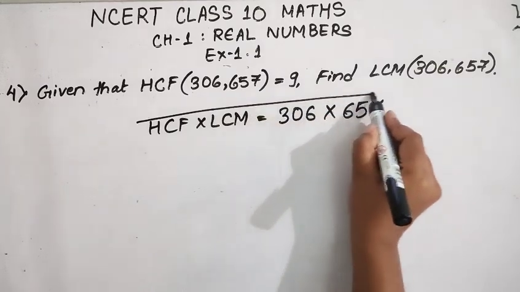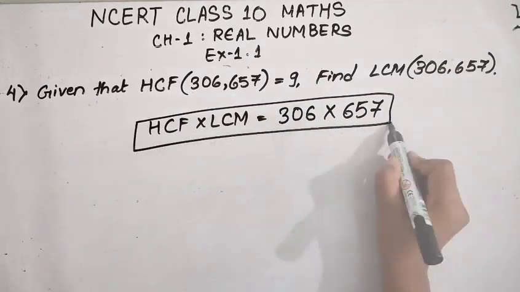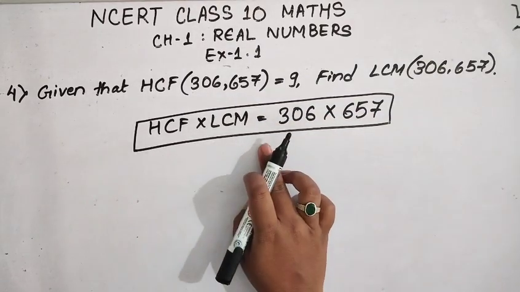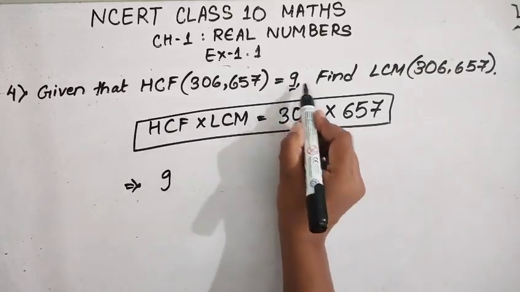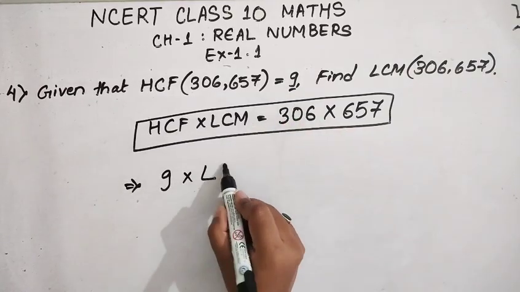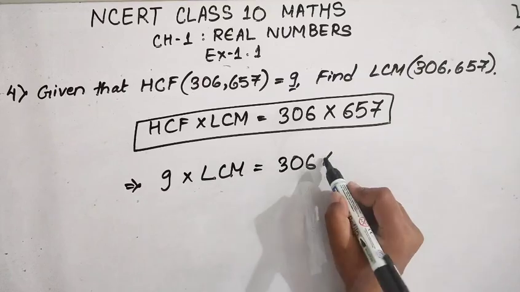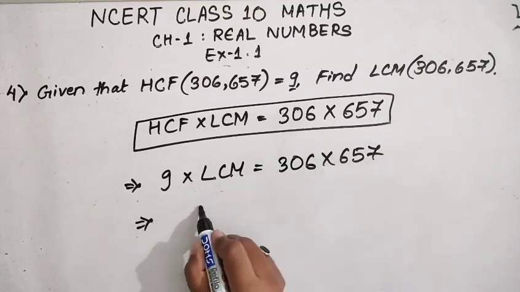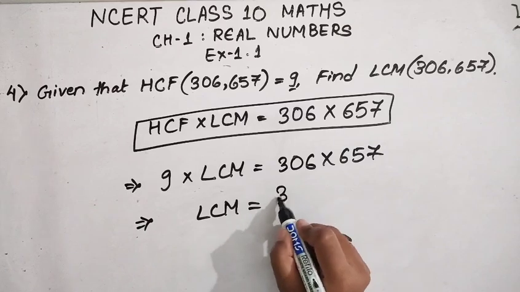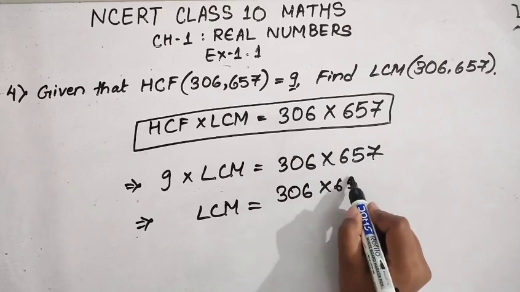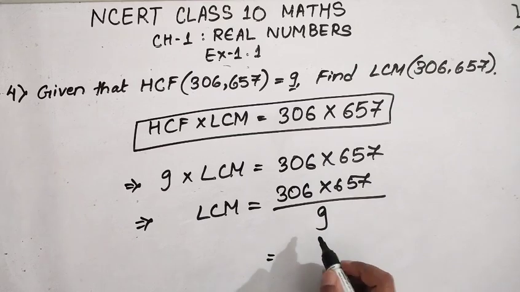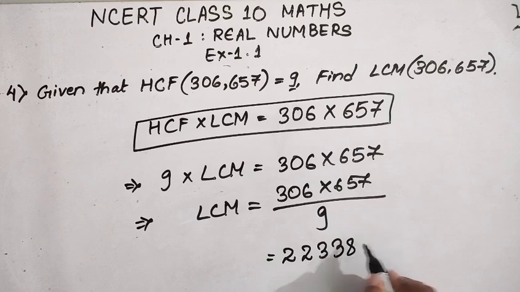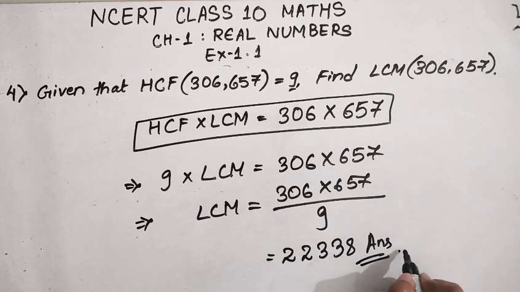This formula we have already done in the previous video. We can apply this formula over here as we have HCF equal to 9, which is given in the question, and we need to find out the LCM. So, LCM equals 306 into 657 divided by 9, which will give us the value 22338, which is your answer.